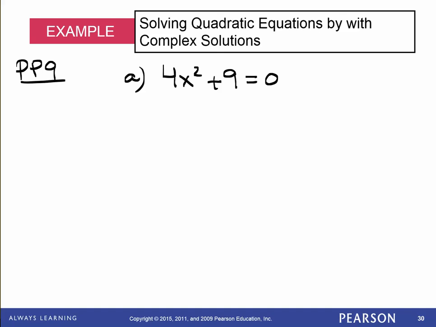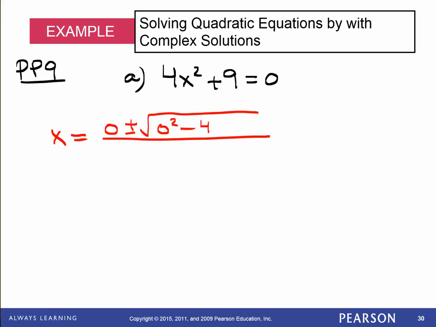So let's do this one together, and then you guys can have the other one here. It's 4x squared plus 9 is equal to 0. Good. That's already set equal to 0. A is 4. B is 0. We're good. C is 9. So I can put in the quadratic formula: negative B plus or minus the square root of B squared minus 4 times A times C, all over 2 times A.